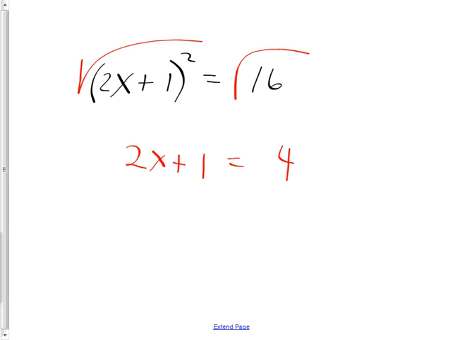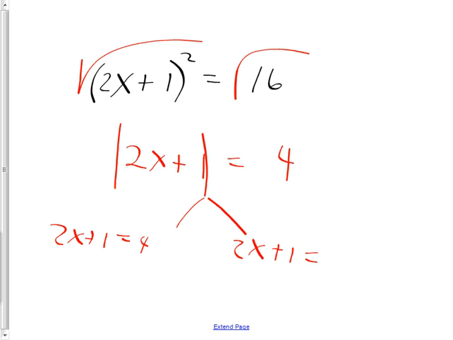The right way is to say the square root of 16 is 4. And then what you really have here is the absolute value of 2x plus 1. And then you can write two equations: 2x plus 1 equals 4, and 2x plus 1 equals negative 4. And then solve it from there.